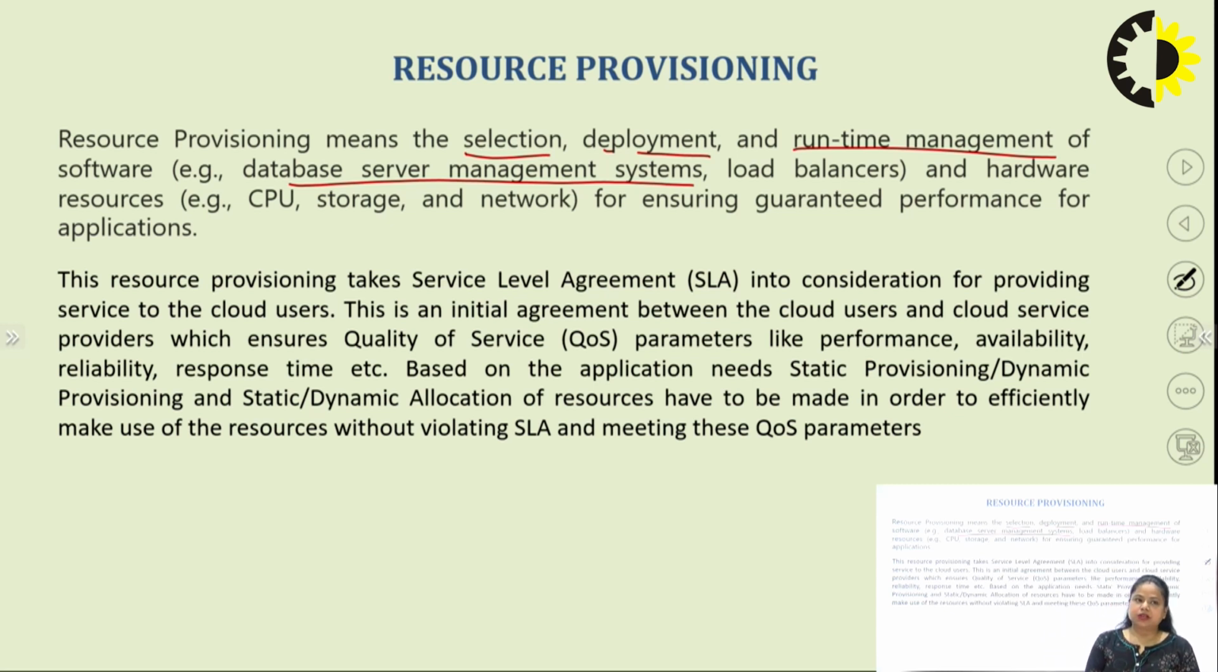Now for the various applications, generally we need to provide static provisioning and dynamic provisioning, or you can say we are talking about static and dynamic allocation of resources. When we talk about resource allocation or provisioning, we have to maintain the quality of service parameters, and simultaneously we should not violate the service level agreement. Whatever agreement we sign, we should not violate its rules and regulations.